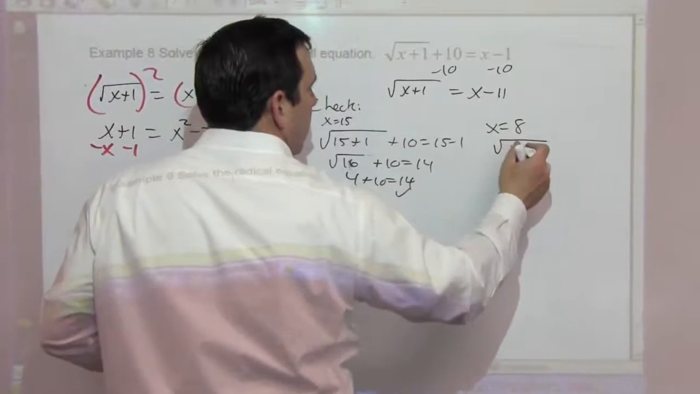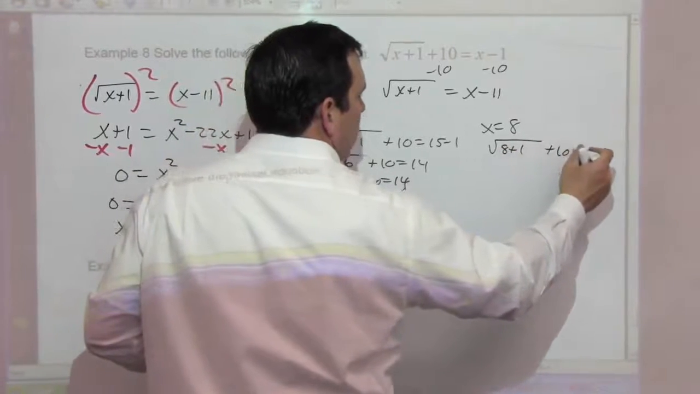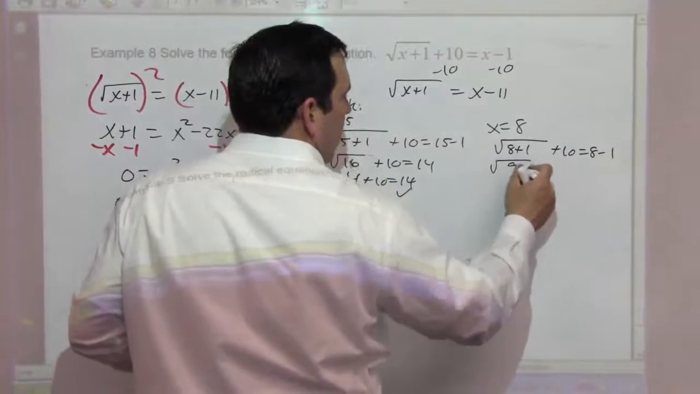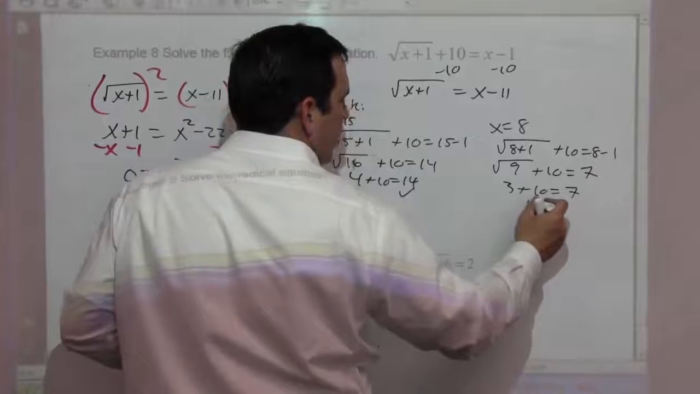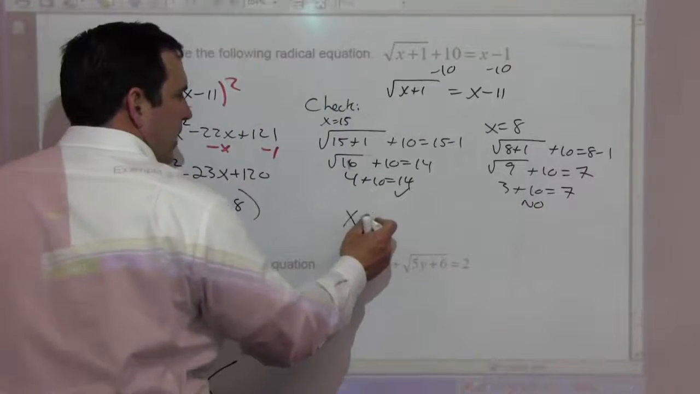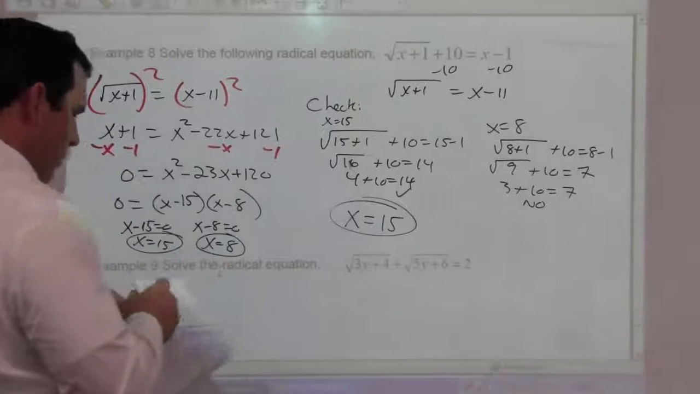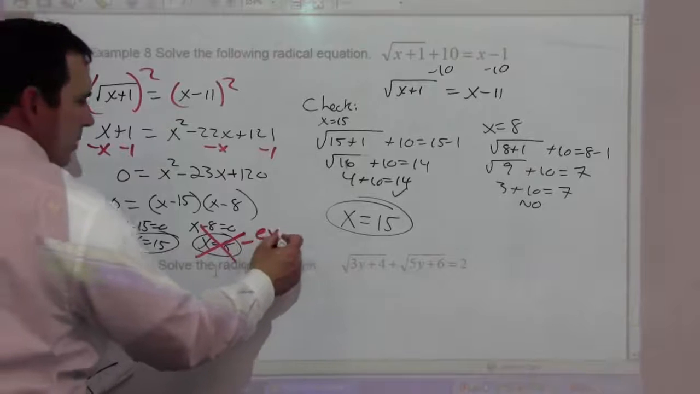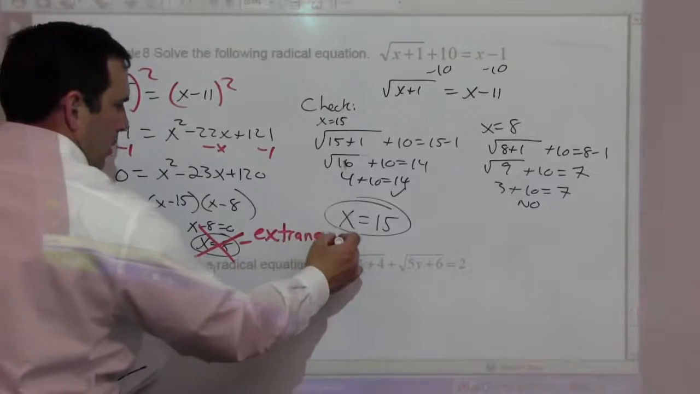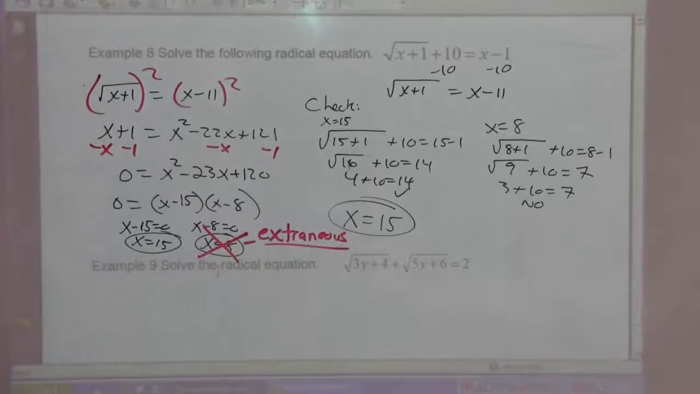How about for x equals 8? Is the square root of 8 plus 1 plus 10 equal to 8 minus 1? Is the square root of 9 plus 10 equal to 7? Is 3 plus 10 equal to 7? The answer is no. So the only solution is x equals 15. This one is extraneous. That is why it's important to check these. Okay, I'm going to go on to the next example, so feel free to pause if you need to.